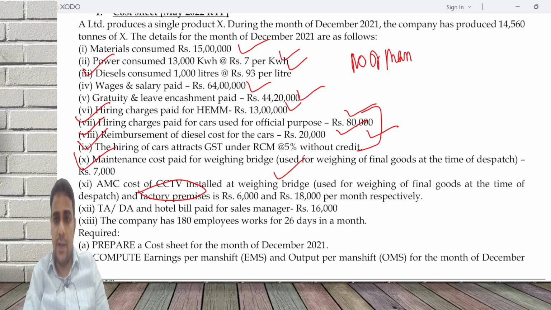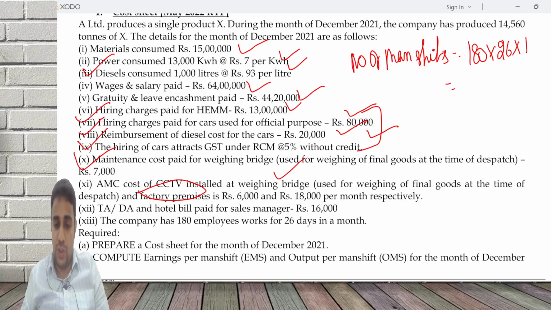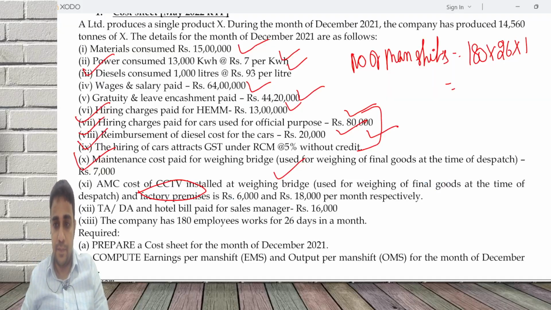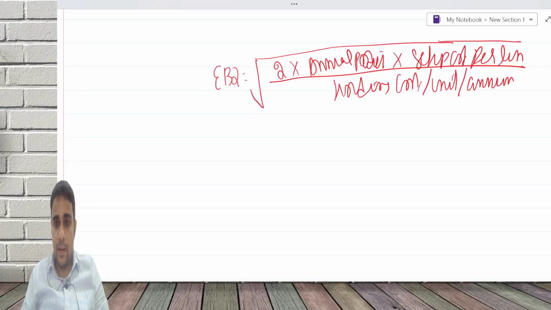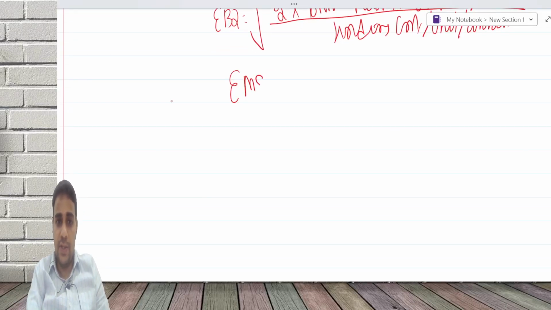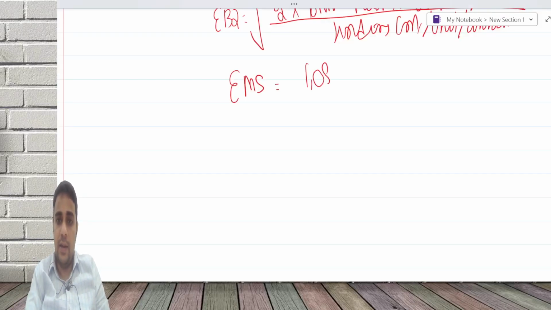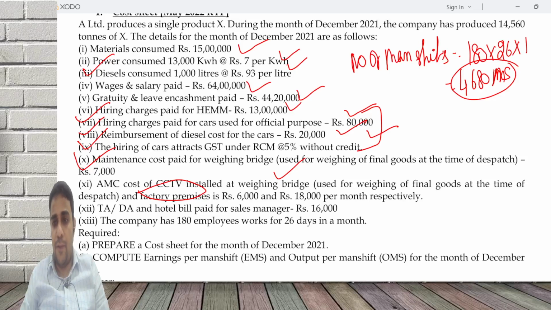Number of man shifts: one day is one shift. So 180 employees into 26 days into one shift per day. Sometimes you can have even two or three shifts. 180 into 26 into 1 is 4680 man shifts. Earnings per man shift is equal to the overall earnings of employees, 1 crore 8 lakh 20,000, divided by 4680 man shifts.